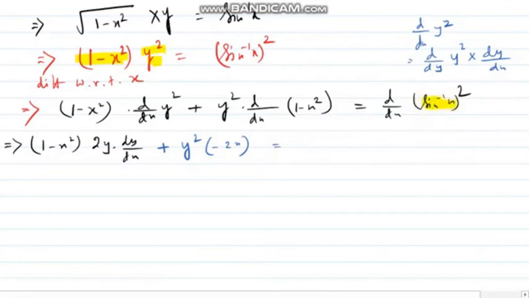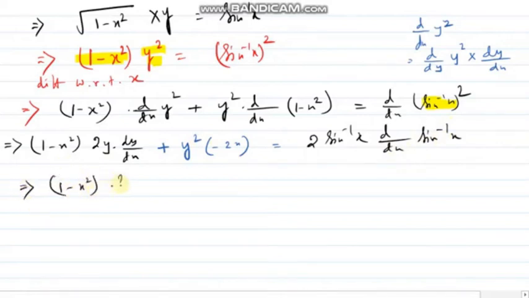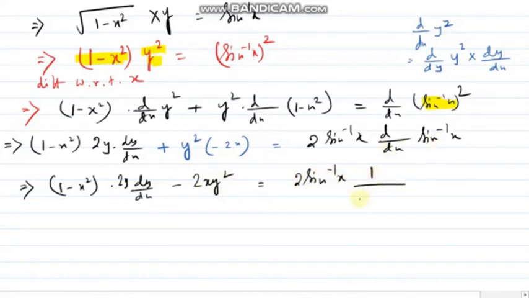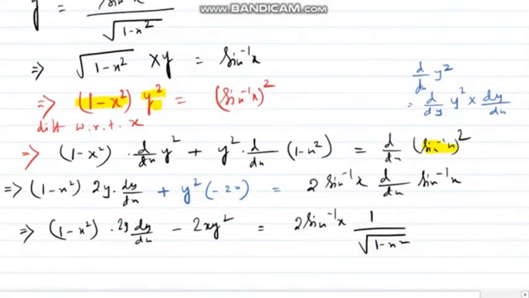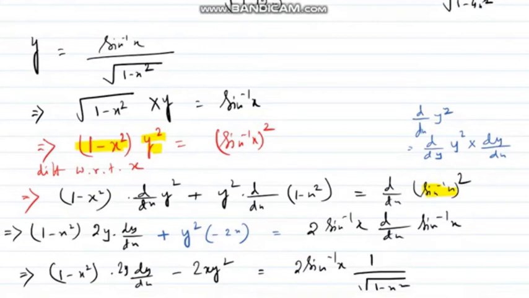First, something whole square, what will be the formula? It is 2 sine inverse x, then d/dx of sine inverse x, right? I hope all of you are accustomed to the chain rule by now. So 1 minus x square into dy/dx minus 2xy square is equal to 2 sine inverse x, and d/dx of sine inverse x is 1 divided by this. Now if I just go up a bit, what is this? Sine inverse x divided by root over 1 minus x square, that is my y.